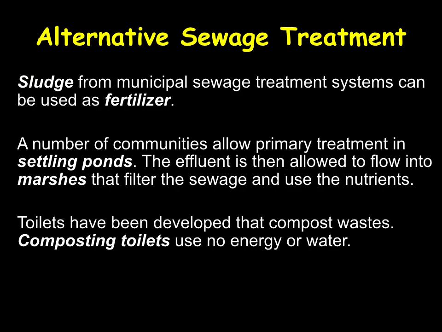That sludge that I mentioned on the previous slide can actually be used as fertilizer. There are some communities that will take that primary water directly into the marshes, and the marshes themselves can filter and use the nutrients that remain. And there are also composting toilets that avoid all of these steps and just compost the waste naturally without the use of energy or water. And that finishes up chapter 14 on water.